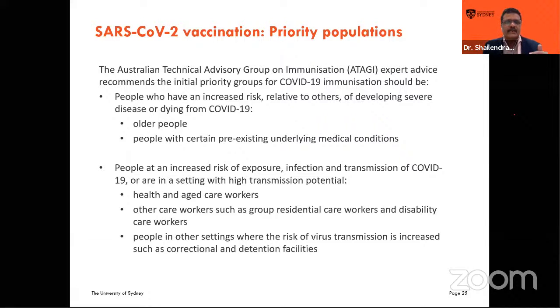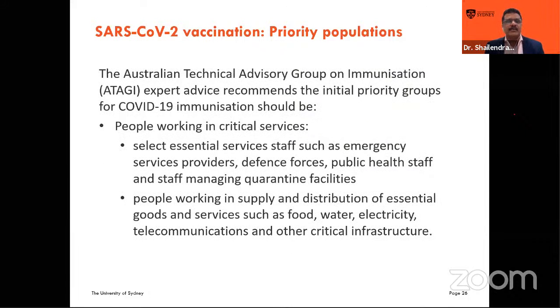The second group is people who are at increased risk of getting COVID-19: the healthcare workers. We've seen a significant number of healthcare workers getting affected across countries. Residential or aged care workers, that's been the problem for many Western nations. Disability workers, because people with disability are at increased risk and need to be protected. And people in detention facilities, who live close together. And then the last group is people who work in critical services: defense forces, emergency service providers, public health staff, food, water, electricity, all those critical infrastructure. They're also really important.